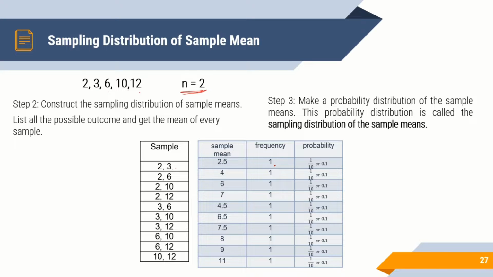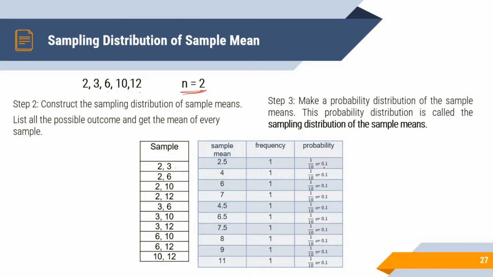So 4 also appeared once, so we have a frequency 1, which has probability 1 over 10 or 0.1. So up to the last one, since they only appeared once, they all have frequency equal to 1, and their probability would be 1 over 10, 0.1. And always remember that if you add all the probabilities, it should be equal to 1.